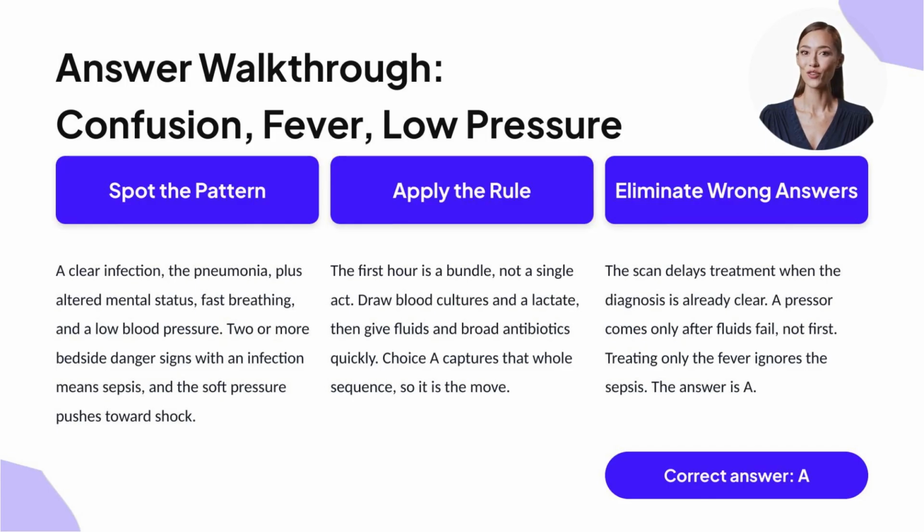Finally, eliminate the wrong choices. Choice B, the chest scan, only delays treatment when you already know the diagnosis from the plain film and the picture is clear. Choice C, starting a blood pressure medication right away, jumps the gun. The pressor comes only after fluids have failed to lift the pressure, not as your first action. Choice D, giving a fever-reducing medication and simply observing, treats the thermometer and ignores the sepsis in front of you. So the correct answer is A. Notice the strategy at work. We recognized the syndrome, we recalled the first hour bundle, and we eliminated every choice that delayed real treatment.